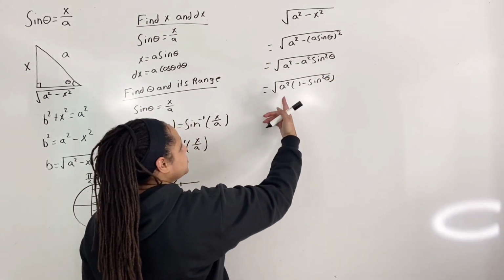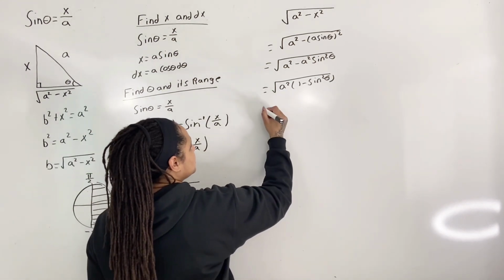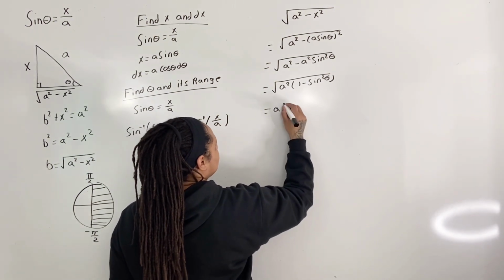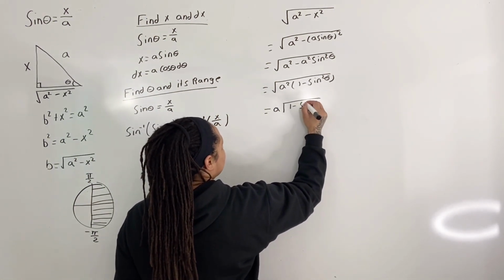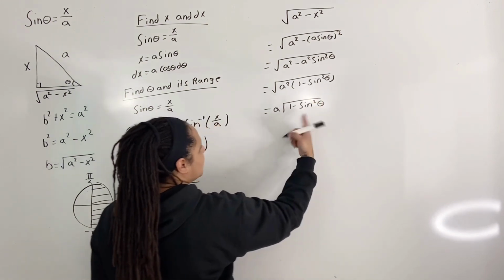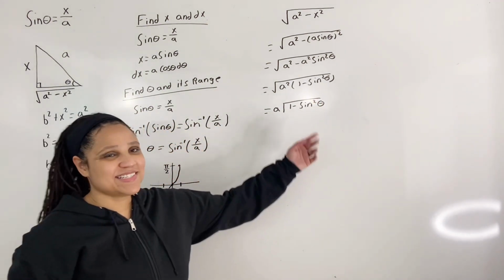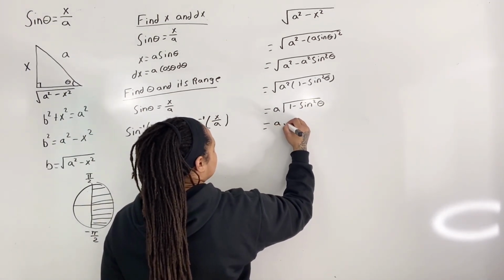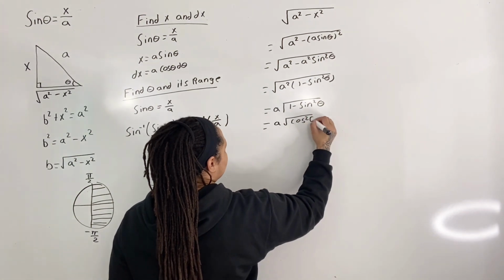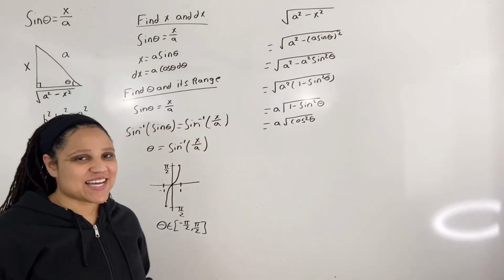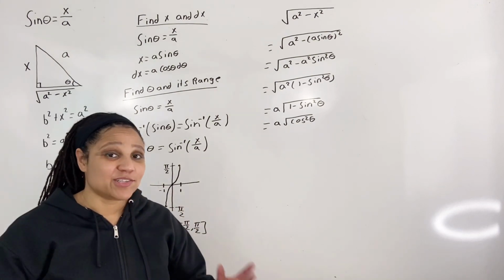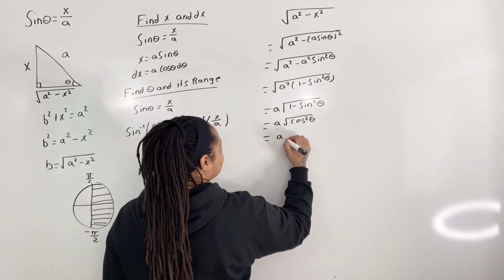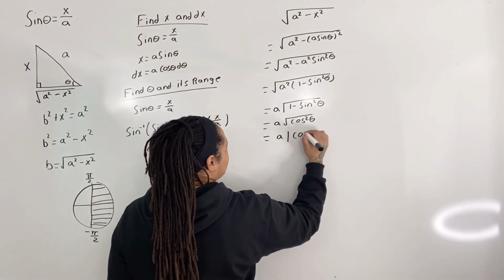Now I'm going to pull out a squared, so that's going to become a on the outside times the square root of 1 minus sine squared theta. And by the Pythagorean identity, we know that 1 minus sine squared theta is cosine squared theta. So this is equal to a times the square root of cosine squared theta. And the square root of cosine squared theta is the absolute value of cosine theta. So this is equal to a times the absolute value of cosine theta.